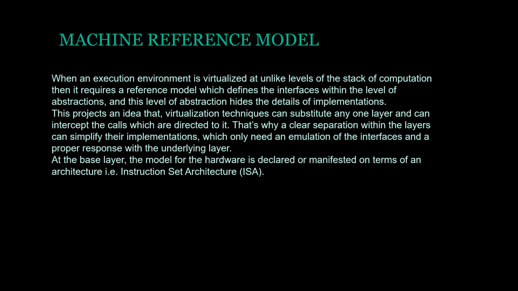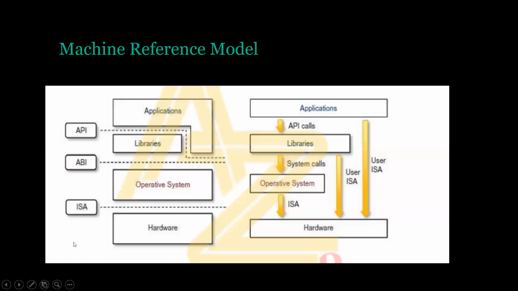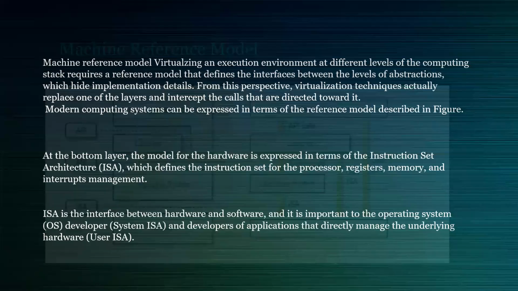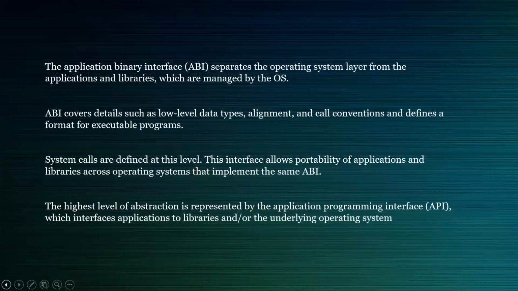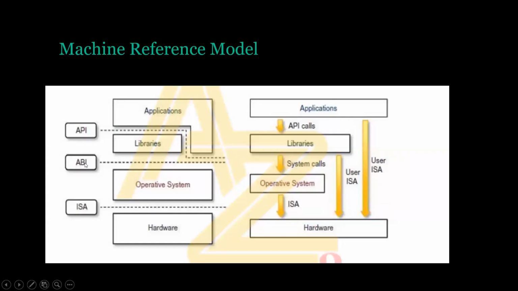At the base layer, the model for hardware is manifested in terms of an architecture, that is, the instruction set architecture. We have two architectures. The first one is the instruction set architecture. So this is the basic machine reference model. Here we can see the APIs, which are application program interfaces, and the ABI, and ISA is the instruction set architecture. ABI is the application binary interface.